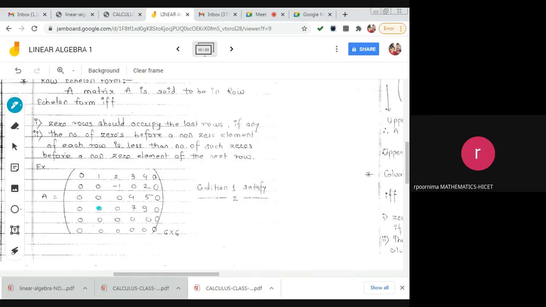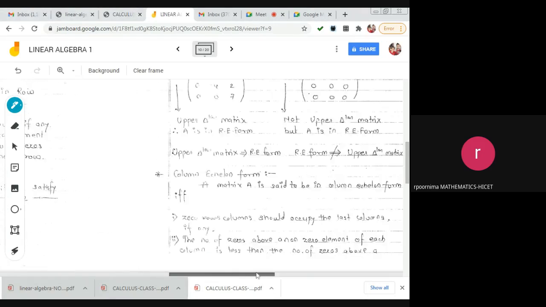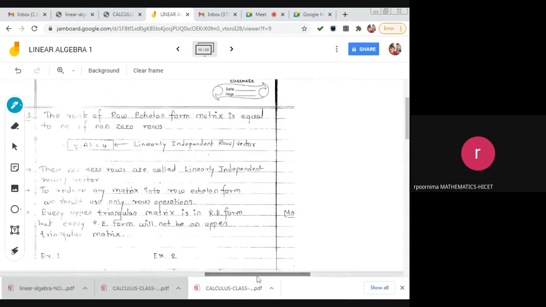Just as an example, we will take a matrix of order 6 by 6. The rank of a row echelon form matrix is equal to the number of non-zero rows, that is, the rank of A is the number of linearly independent rows. To reduce any matrix into row echelon form, we should use only row operations. Every upper triangular matrix is in row echelon form, but every row echelon form will not be an upper triangular matrix.